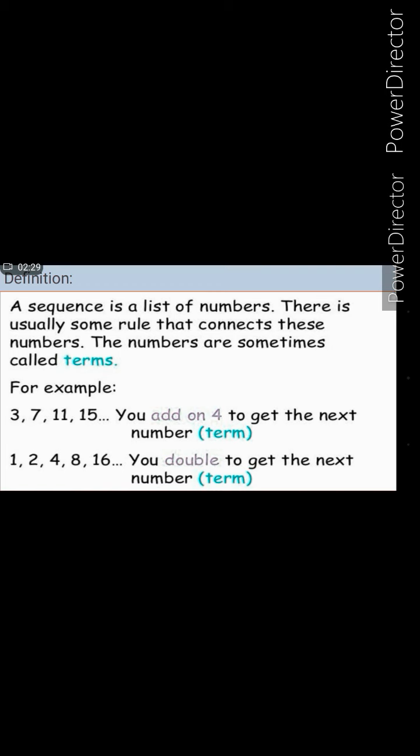Now come to the second example: 1, 2, 4, 8 and 16. 1 is the first term, 2 is the second term, 4 is the third term, 8 is the fourth term, and 16 is the fifth term. What is the rule? What is the pattern? What formula is used here? You double to get the next number. Double of 1 is 2, double of 2 is 4, double of 4 is 8, double of 8 is 16. So you can see how you can define a sequence. A sequence is a list of numbers that follow some particular rule.